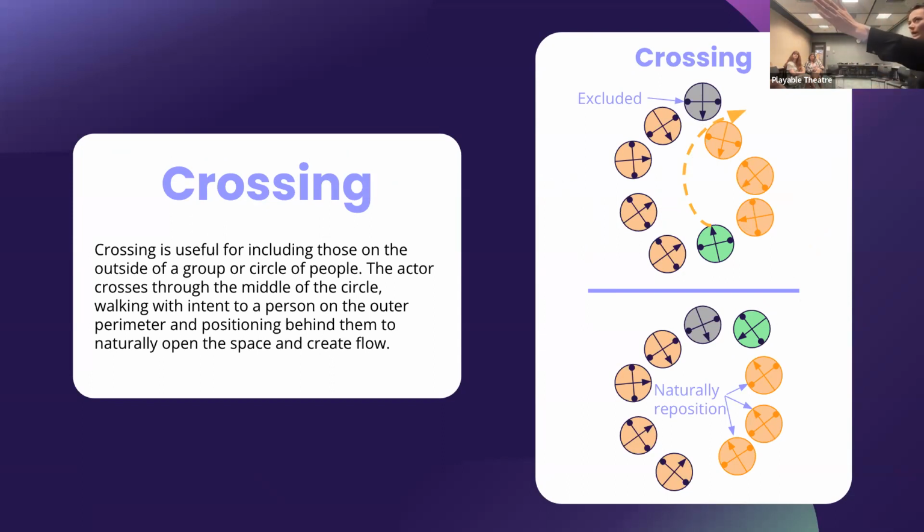So the best way to open up the circle again is not to say, can you move? It's just to cross right through the middle of the circle, get on the outer perimeter of the guest who's on the outside, and then everyone else will naturally reposition to open that circle up again. So cut right through the middle, lock eyes on that person who's excluded, walk over to them, get behind them, and that way the circle will open up to include them again.